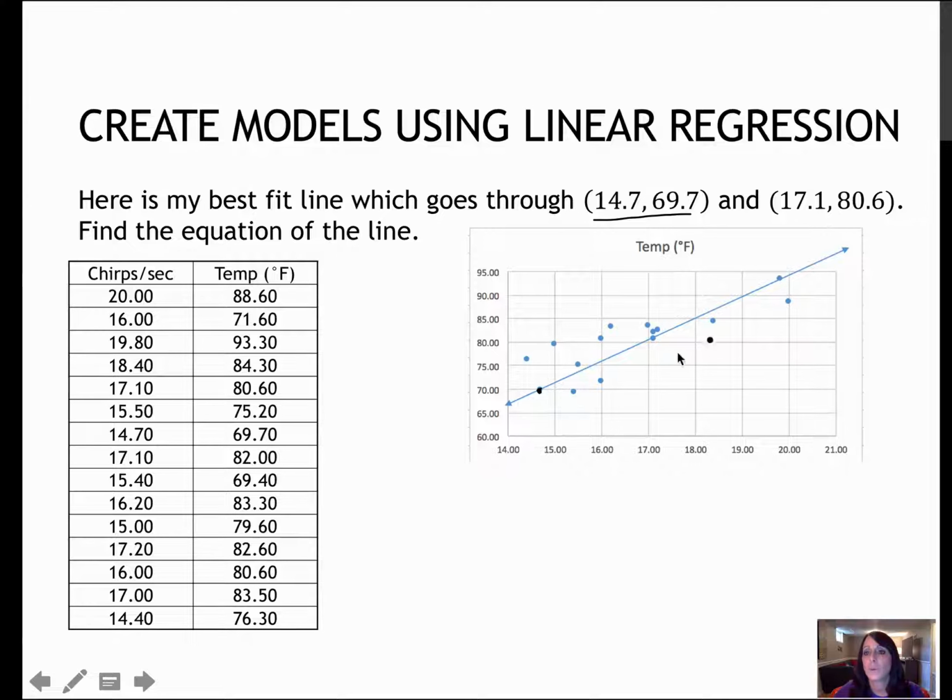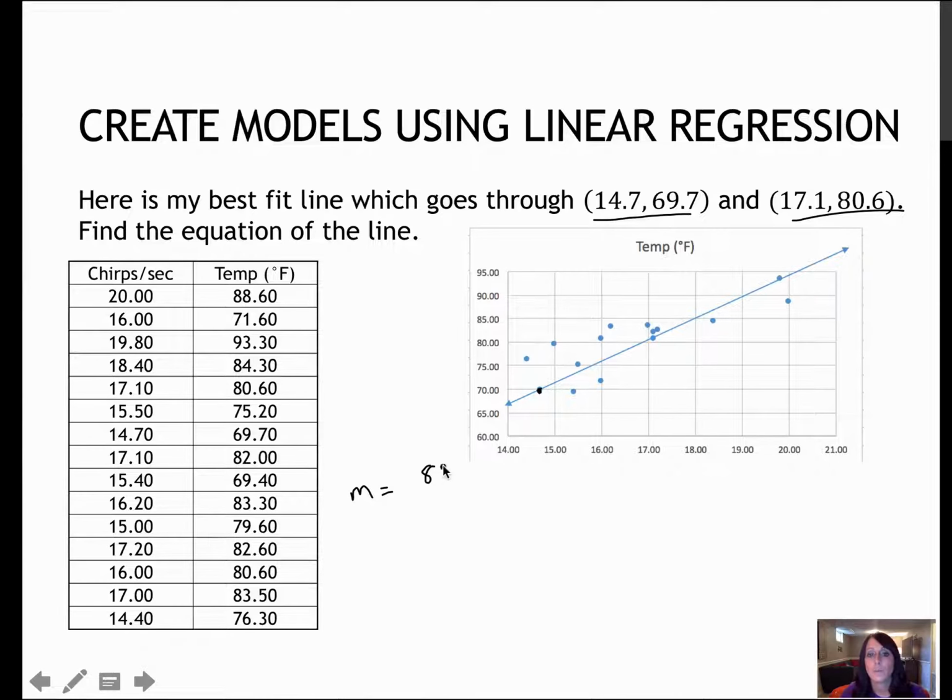And it will go through, I believe I chose this one, which is 17.1, 80.6. So I'm looking for 2 points that occurred on my line. Notice I didn't just choose any 2 points from my data set, because I have to use points that went through the line that I drew. So now I'm just going to go through my normal process. I'm going to find the slope.